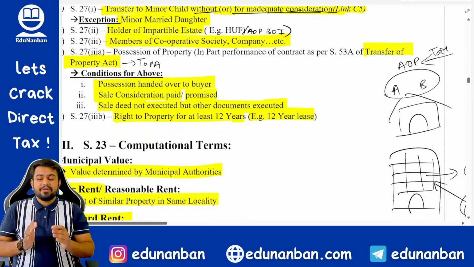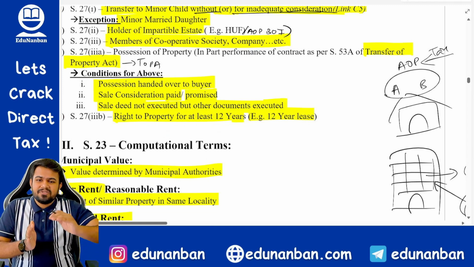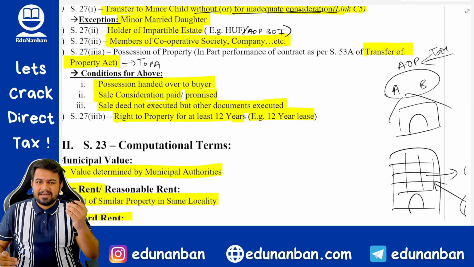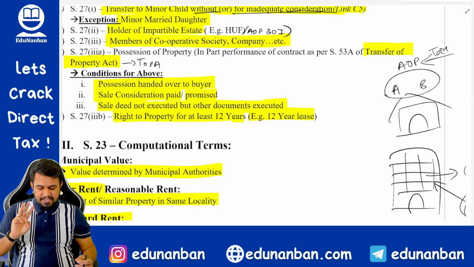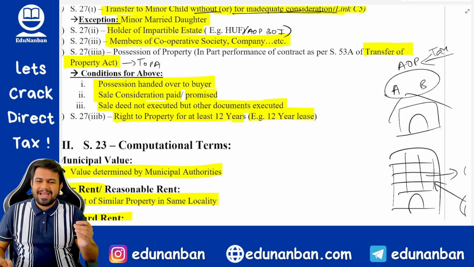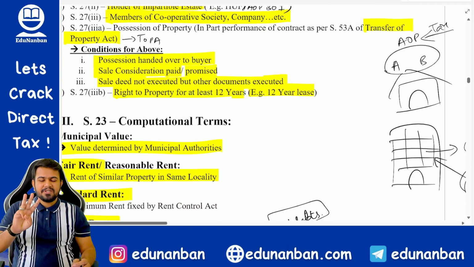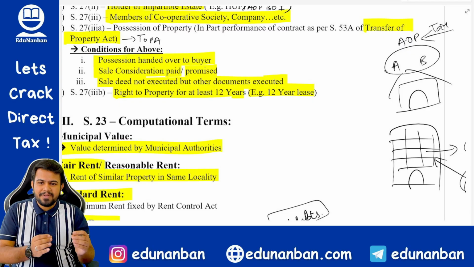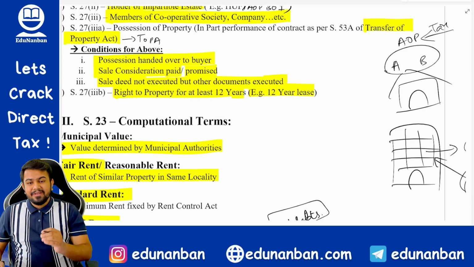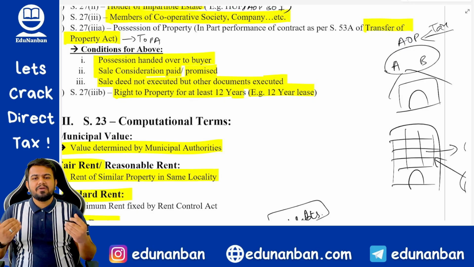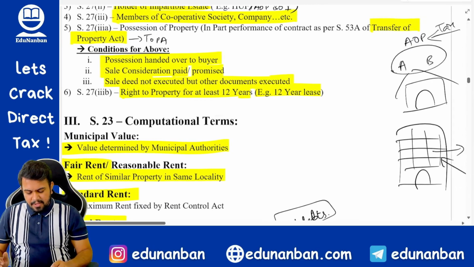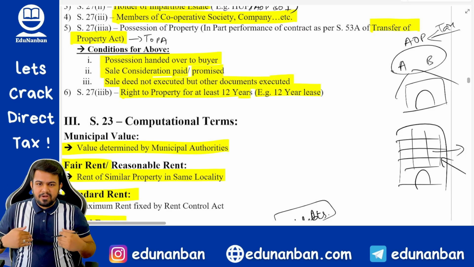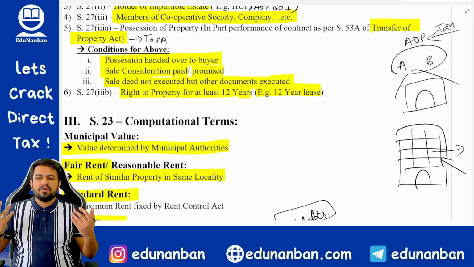Next, if the possession of the property is transferred to another person, then also the person who is receiving the possession will be considered as deemed owner if three conditions are satisfied as per the Transfer of Property Act, TOPA. So what are the three conditions? Number 1, possession is transferred. Number 2, sale consideration is paid or promised to be paid. And number 3, even though the sale deed is not executed, some other document should be executed. Okay, so if these three conditions are satisfied, if someone is giving me the possession of their property, I will become the deemed owner of the property.